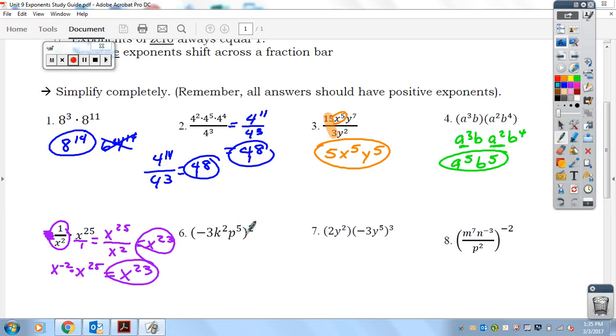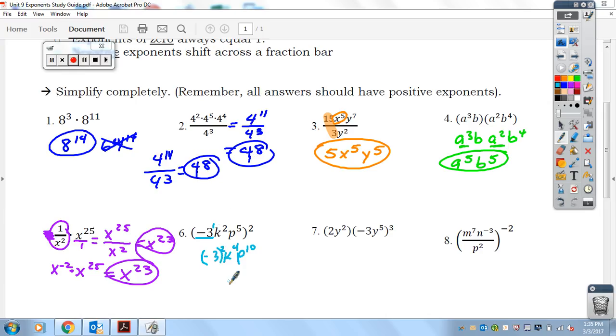So p to the 5th to the 2nd becomes p to the 10th. K to the 2nd to the 2nd becomes k to the 4th. That's multiplication, not addition. And a lot of students will just do this, and that's incorrect, because they forget that the 3, the negative 3, also has its own exponent to the first power. So 1 times 2 is negative 3 to the 2nd power.